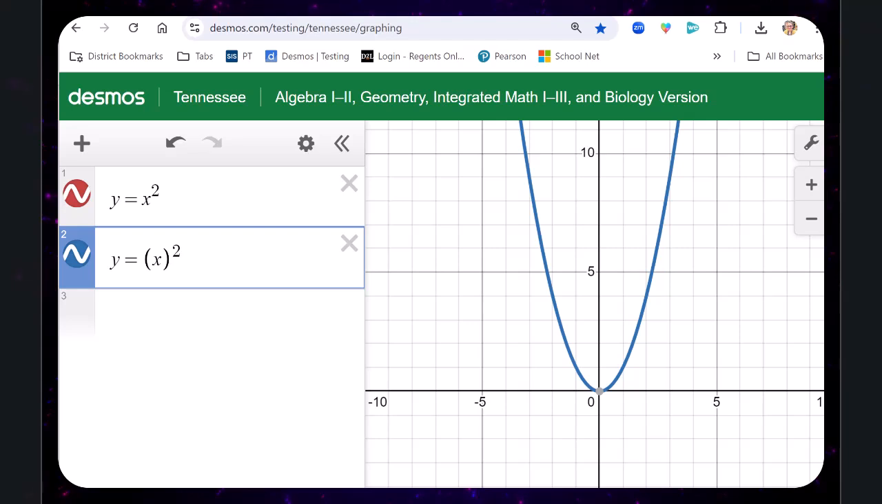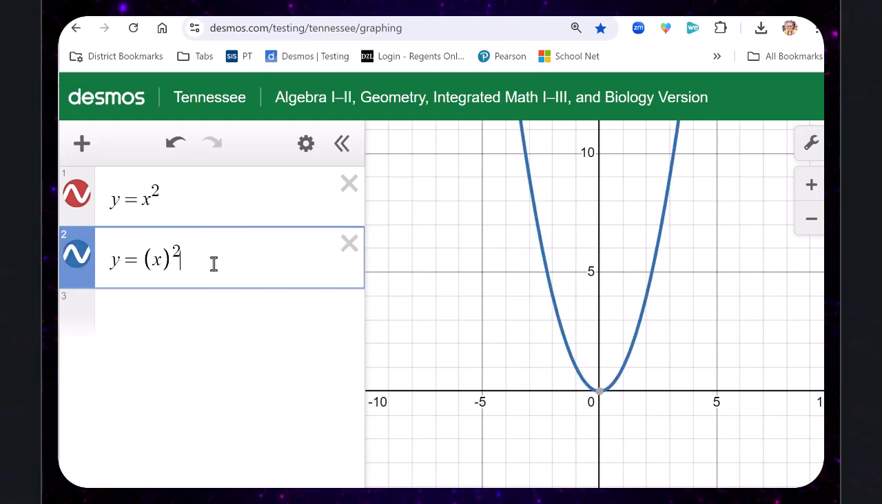Okay, so I've got our Tennessee Desmos app. Just make sure when you're using Desmos that you are using the Tennessee version. You just do a Google search of Desmos Tennessee and it'll pop up for you. The two graphs that we're going to focus on the most are an absolute value graph and a quadratic graph. Currently I've got a quadratic graph. I have the parent graph in the first line and the one that I'm going to modify or transform in the second line. Right now you can see that they're one right on top of each other.